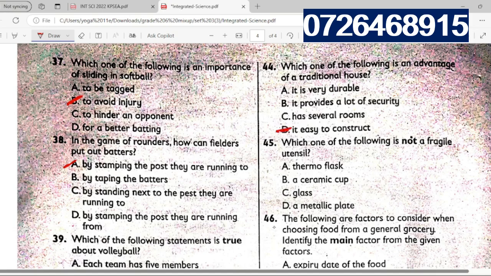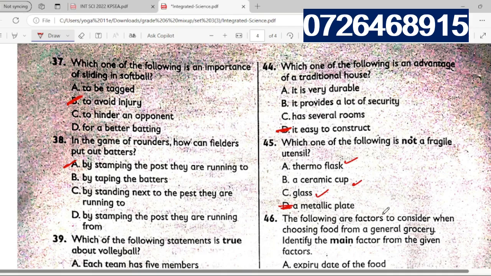Which of the following is not a fragile utensil? A thermos is very fragile. Metallic plate is not. But these ones are fragile. This metallic plate is not fragile. Fragile ni ile inakunjika kwa haraka kama grass.